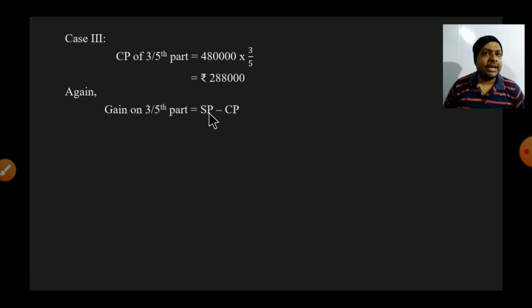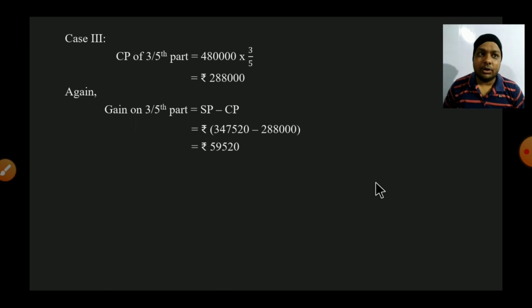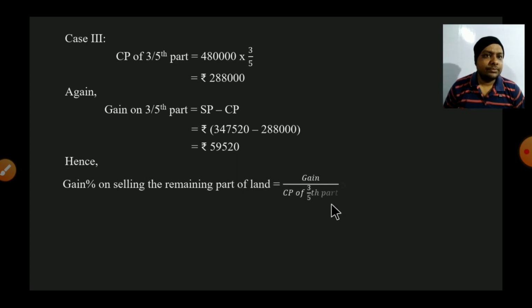We will put SP, what? Just what we found in previous slides. It means 3,47,520 and CP here it is. Put the value. Now subtract it. We will get 59,520. It means it will be the gain on 3 by 5th part. Now let's put the value in the gain percent formula. So gain percent will be gain by CP of 3 by 5th part into 100%. Gain is what? This one, 59,520. CP of 3 by 5th part, this one, 2,88,000. Now let's solve it.